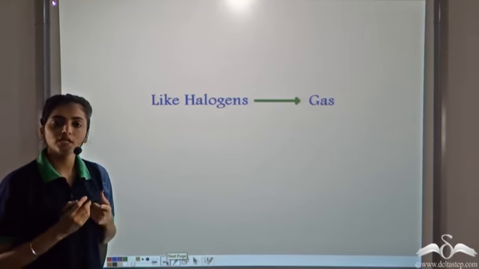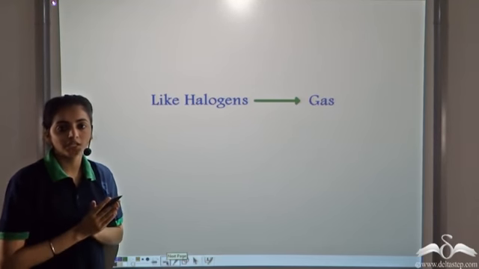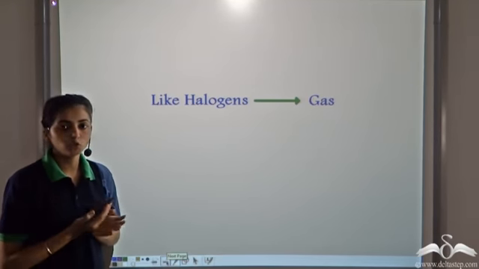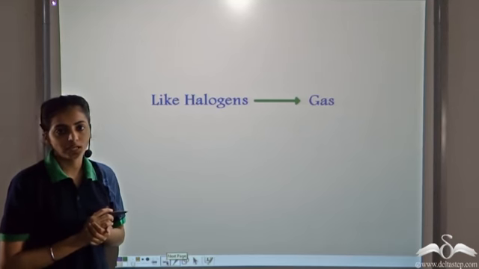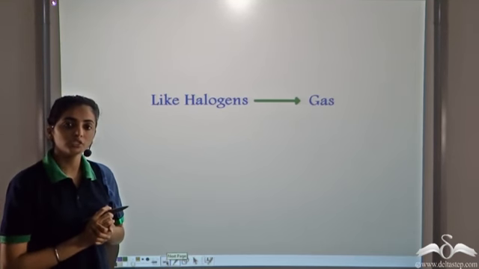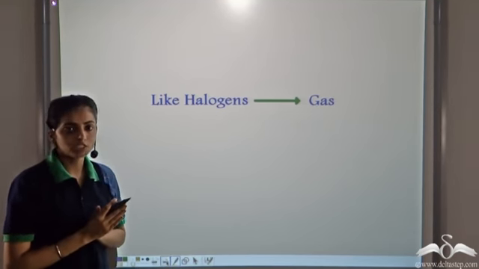Halogens, fluorine, chlorine, they exist in the gaseous state. Similarly, we know that hydrogen exists in the gaseous state. So like halogens, hydrogen is also a gas.